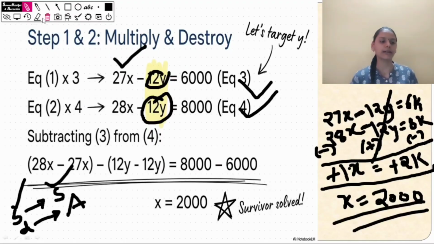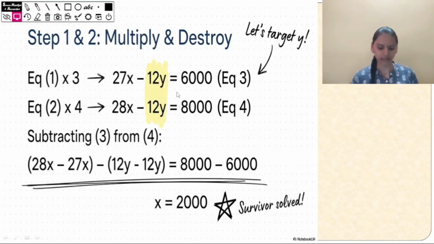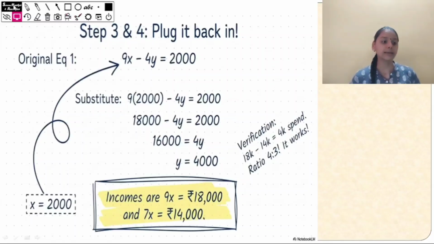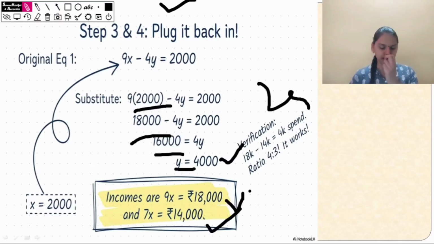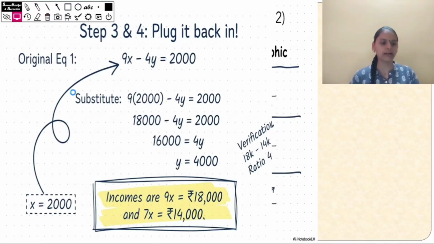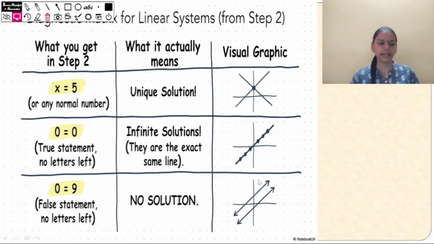Understanding? I hope you were able to understand this. Moving on to the next step, step 3: plug it back in. Once you solve x, you're going to substitute in the next equation and solve this. So substitute and then solve. See, the income is 18,000 and 14,000. Person 1's income is 18,000 and person 2's income is 14,000. I hope you were able to understand the elimination method.